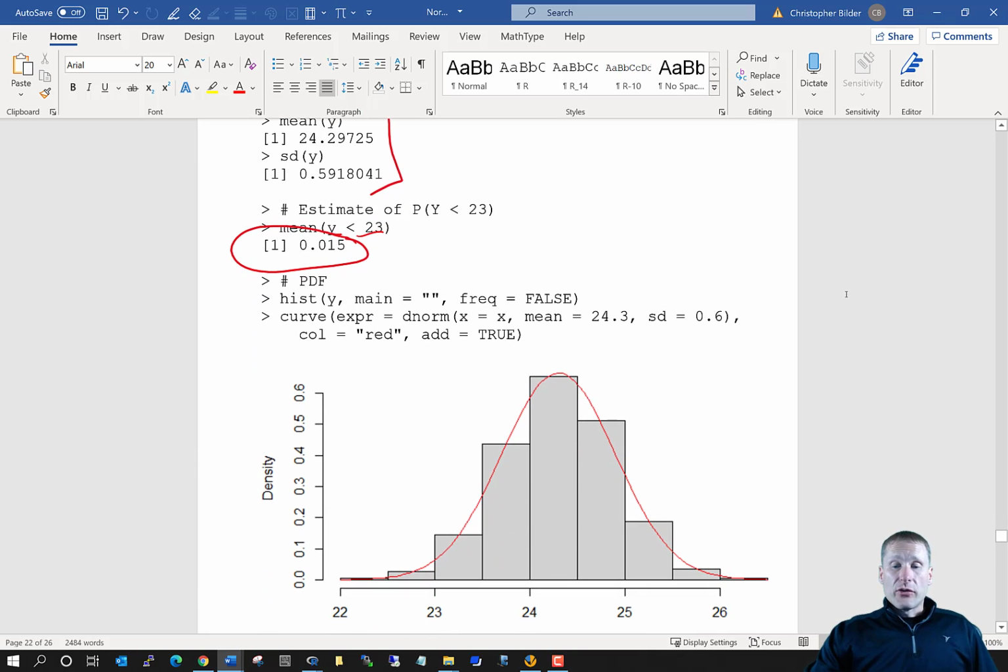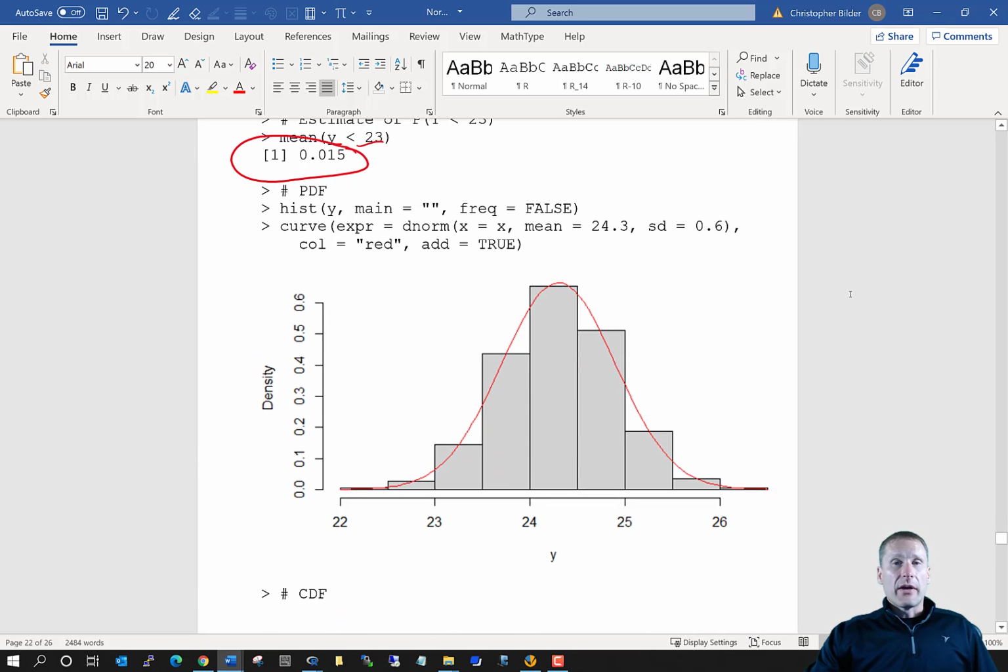How about we do a histogram of all these values? So I can use the hist function. And like what we've seen before, I'm going to rescale my y-axis so I can actually plot the probability distribution on top of it. So I say freq equal false. And then using the curve function, I can plot my corresponding normal distribution and look at how well the histogram corresponds to my probability distribution function.